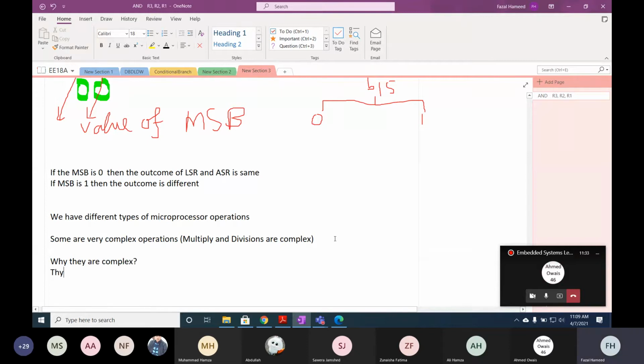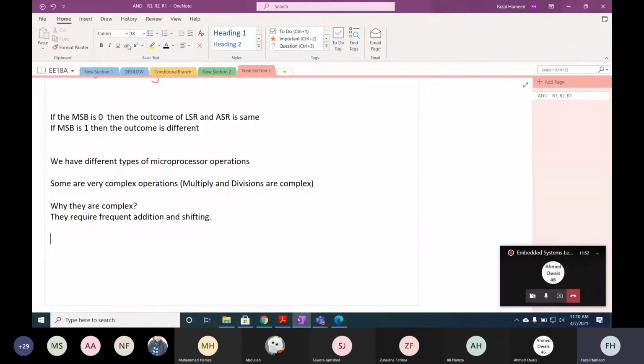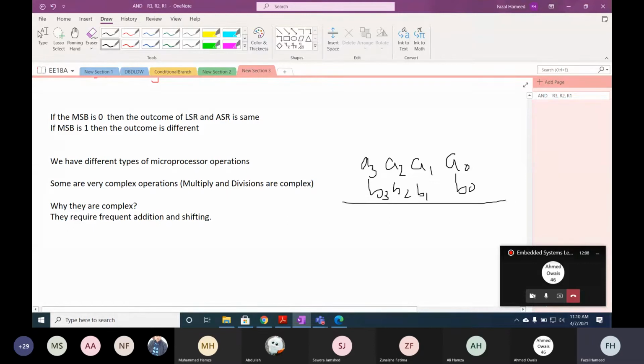Because they require frequent addition and shifting. Okay, if you think in terms of multiplication, how do you perform multiplication? Am I right or not? So now let's assume you want to multiply two numbers like A3, A2, A1 and A0 with B3, B2, B1 and B0. How do you calculate this? First you compute A0 B0. Am I right or not?